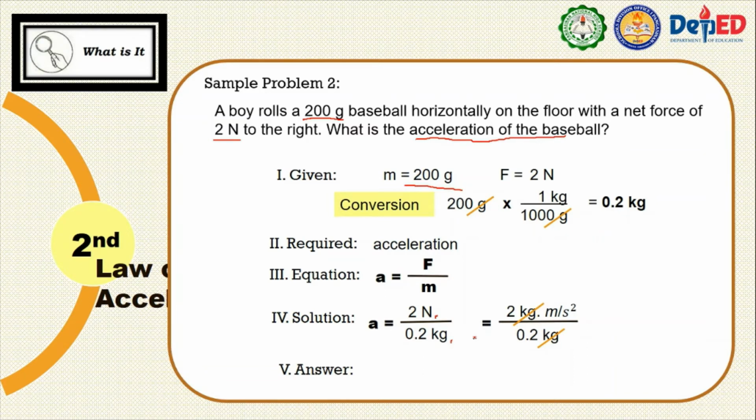So 2 divided by 0.2 is equal to 10. So ang acceleration ng baseball is 10 meter per second squared. That is your final answer.